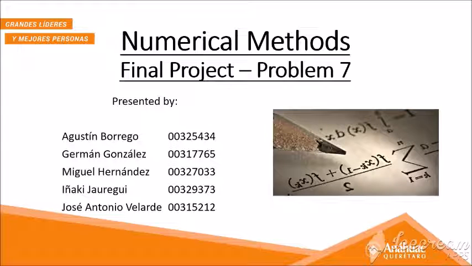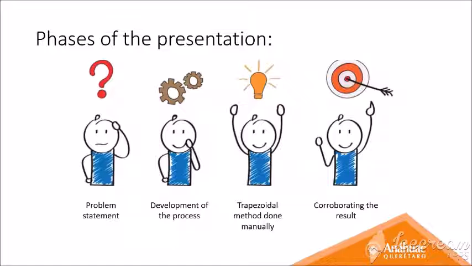Good evening. We're going to present the final project of numerical methods presented by Agustín Borrego, Germán González, Miguel Hernández, Iñaki Jauregui, and me, José Antonio Velarde. There will be 4 phases in the presentation: problem statement, development of the process, trapezoidal method done manually, and corroborating the results.